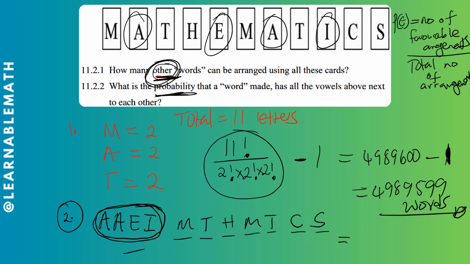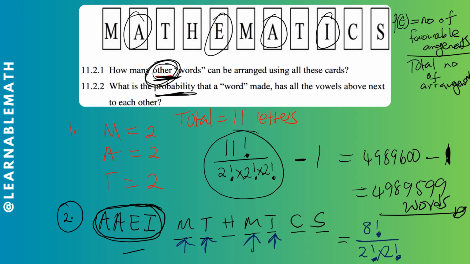Okay, so these ones can be arranged. Maybe let me change the color. I don't know if this will be visible. So it's 8 different objects, 8 factorial ways. But amongst these, there are some that are repeating, right? You can see M is repeating 2 times. You can see T, it's repeating what? 2 times. So we're going to divide by 2 factorial for the M times 2 factorial for the T.